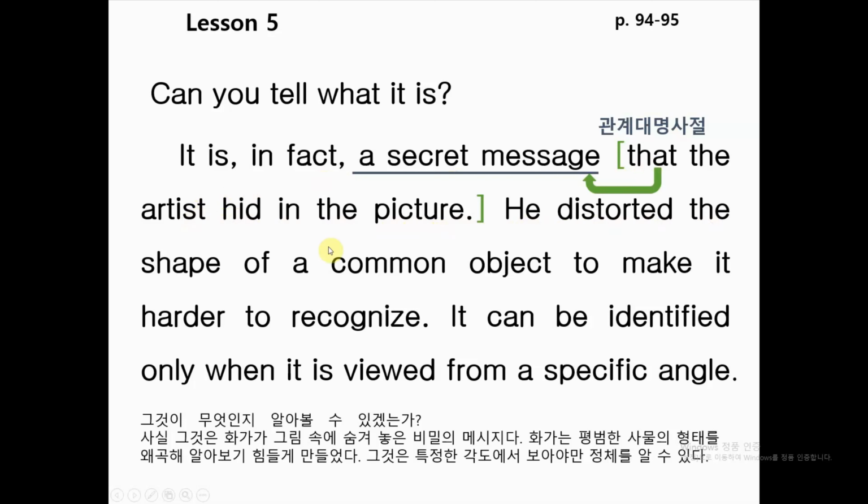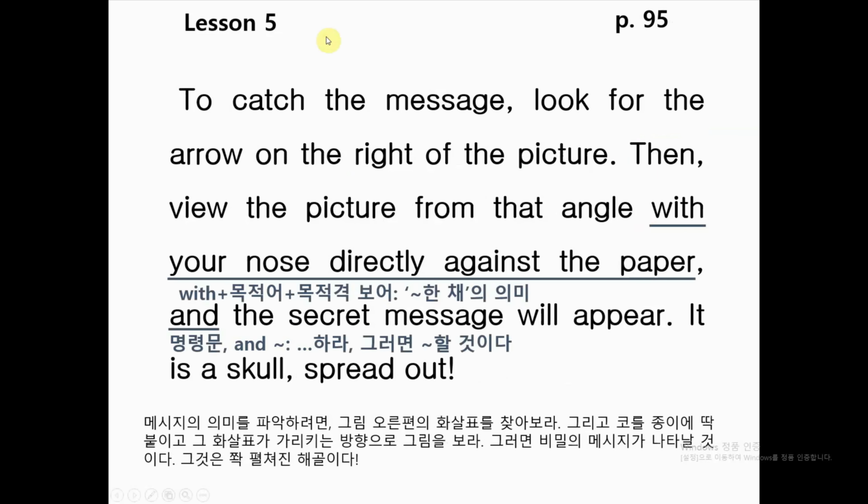He distorted the shape of a common object to make it harder to recognize. It can be identified only when it is viewed from a specific angle. To catch the message, look for the arrow on the right of the picture. Then, view the picture from that angle with your nose directly against the paper, and the secret message will appear. It is a skull spread out.